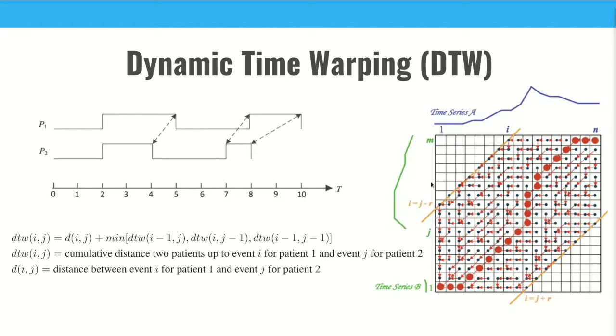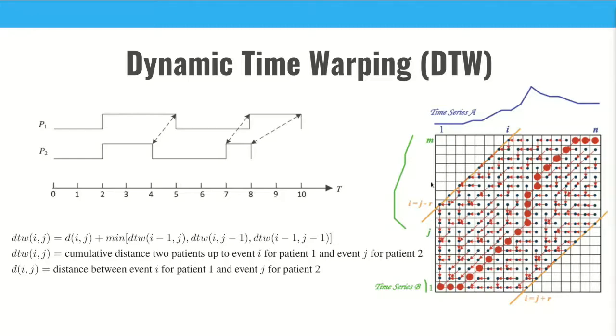Dynamic time warping is a technique used to match sequences of data. In the upper left, you can see binary data for two patient sequences. Using dynamic time warping, you can get a better match between these two patients than if you were to simply calculate the distance between each patient at each time step.